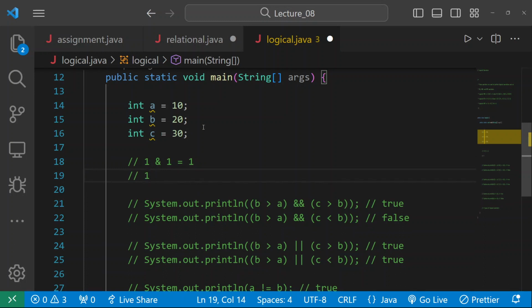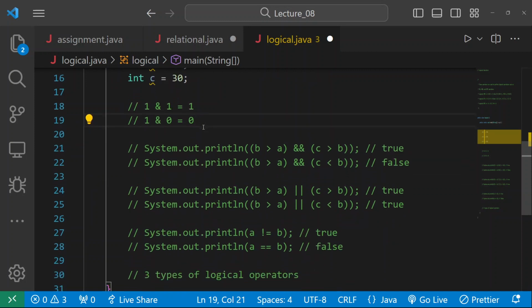And 1 and 0 will be zero. Okay? Remember this part. Remember this part only for now. It will be used in your bitwise and operator.